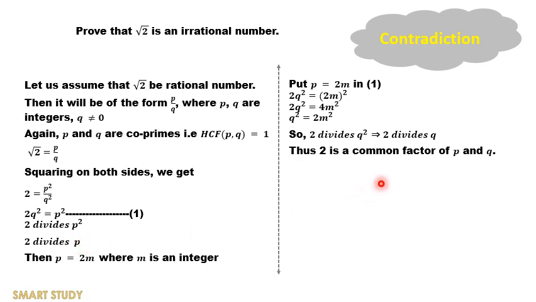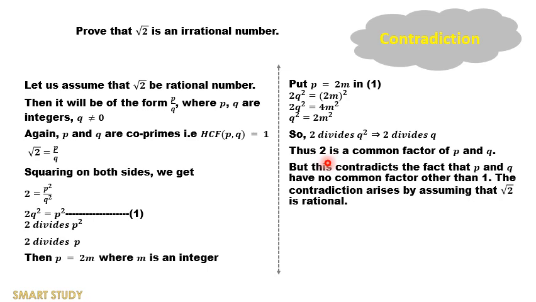So from this, 2 is a common factor of p and q. But at the beginning we assumed that root 2 is a rational number, then p and q have only one common factor, that is 1. But here we got another one, that is 2. This contradicts the fact that p and q have no common factor other than 1. The contradiction arises by assuming that root 2 is a rational number. So our assumption is wrong here.